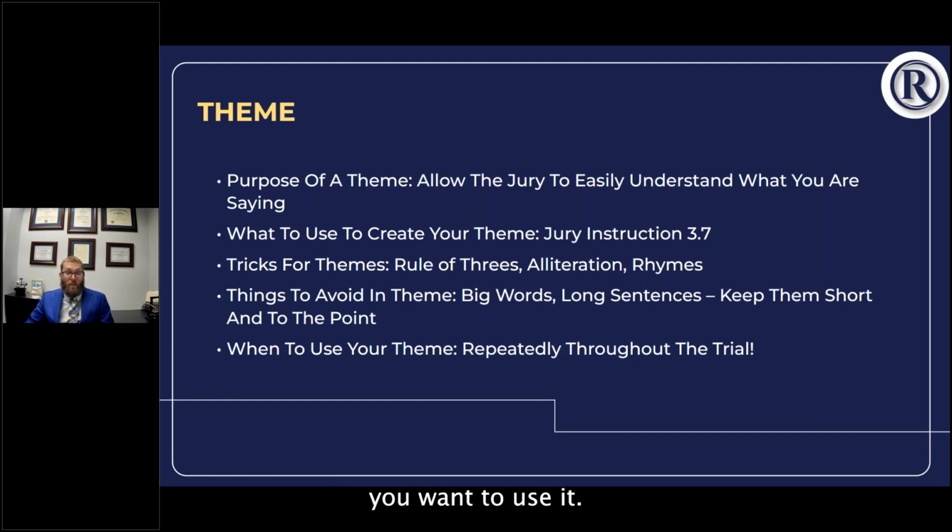And the most important thing about a theme is using it. So you want to use it repeatedly throughout trial. You want to say it multiple times in your opening. You want to bring it up in cross-examination. If you are putting on evidence, you want it to be part of your evidence, and you want to hammer it home in closing.